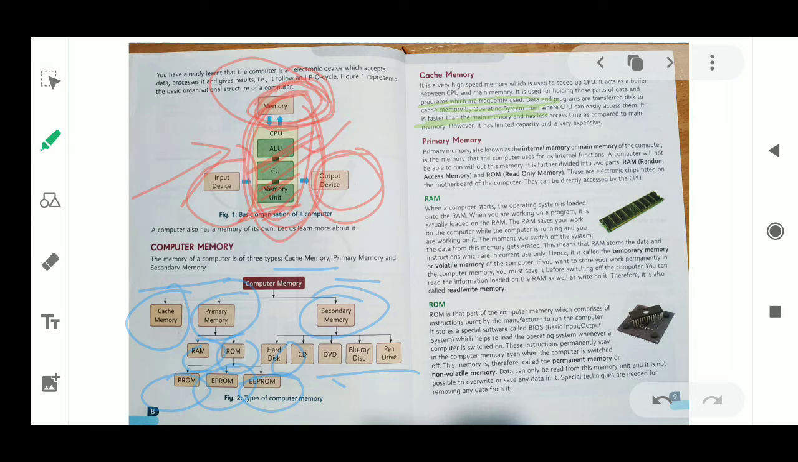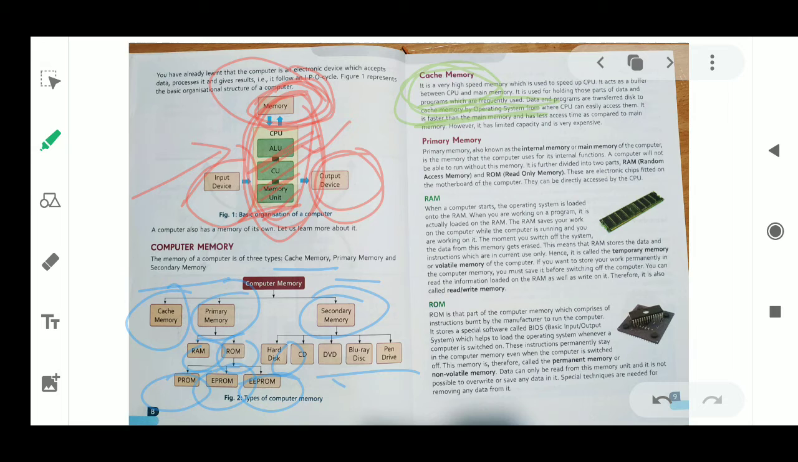So this is the use of cache memory, and where it is situated: it works as a buffer between the CPU and main memory. This cache memory works in between main memory and the CPU. So next is your primary memory.